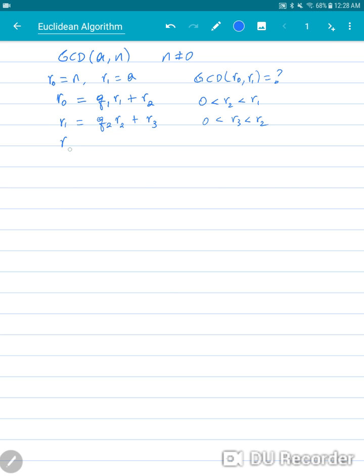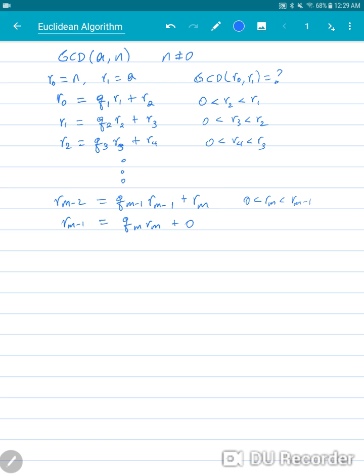Okay, and divide r2 by r3, you get q3, and the remainder r4. And continue doing this until you get r(m-2), which is q(m-1) times r(m-1) plus rm. I will assume rm is positive, but then the next remainder I will assume is 0. So r(m-1) will be qm times rm plus 0.